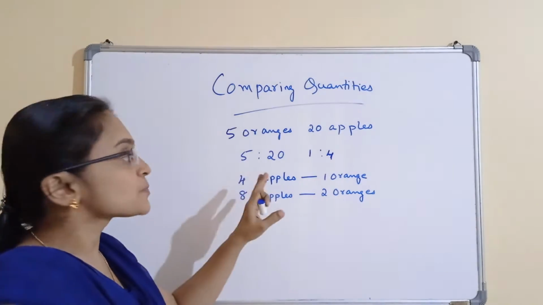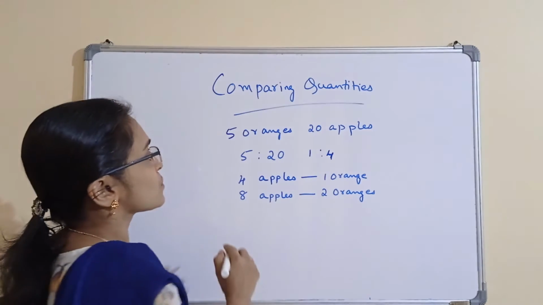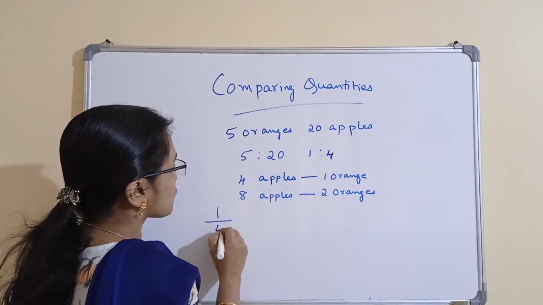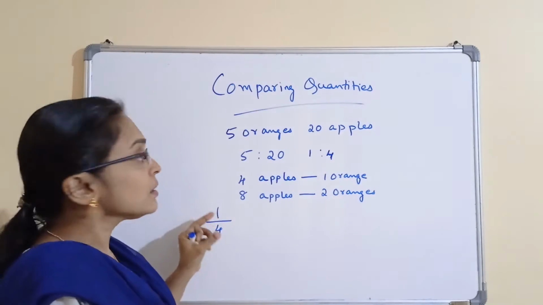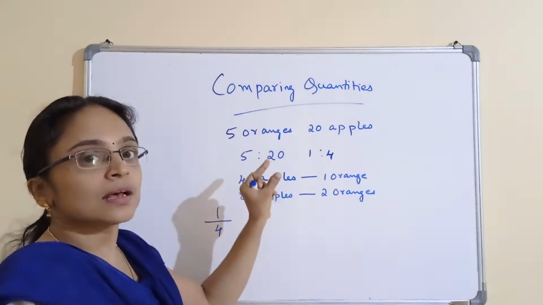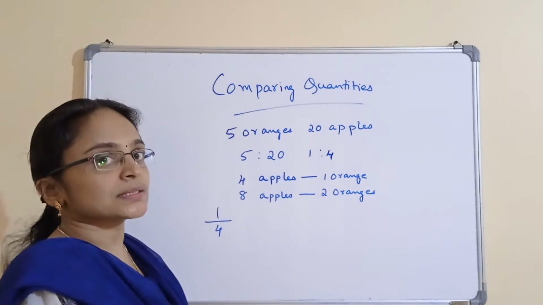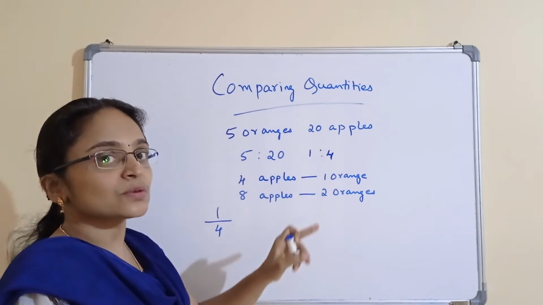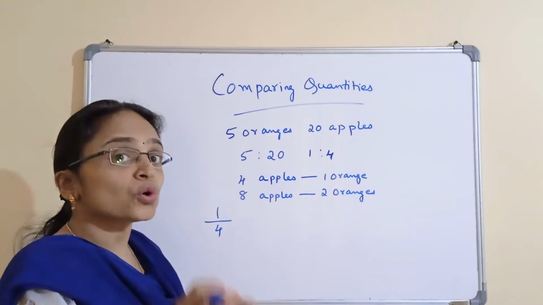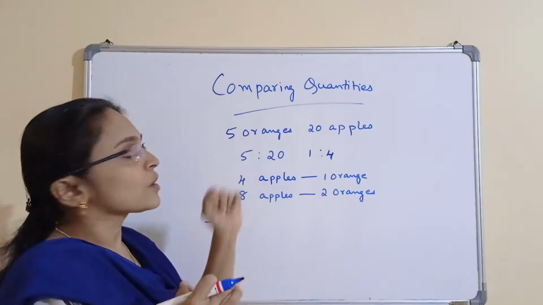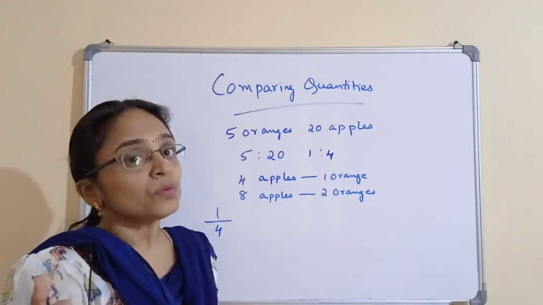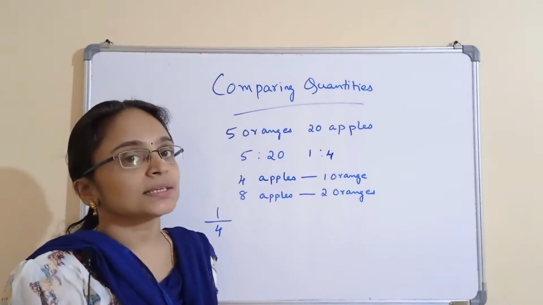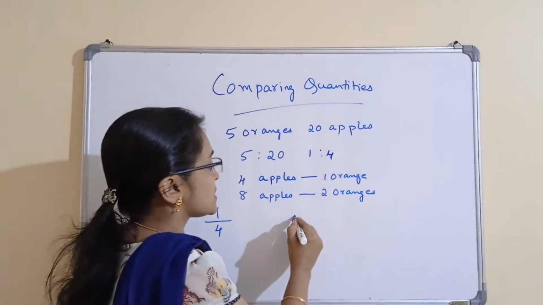Now, you can express this as a fraction also. You can write this as 1/4 also. That is, there are 1/4 oranges compared to apples. Okay, understood? And if you are speaking in terms of apples, you can say that there are 4 times apples than oranges. Right? Now, we'll see how to compare quantities with the help of percentage.